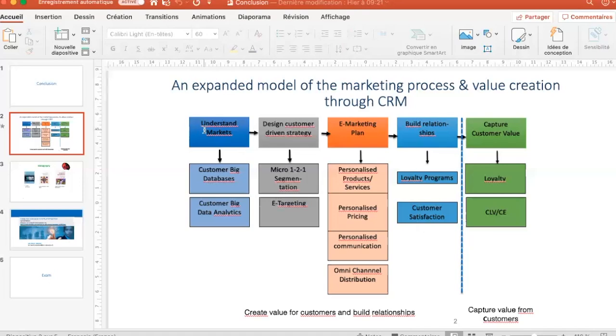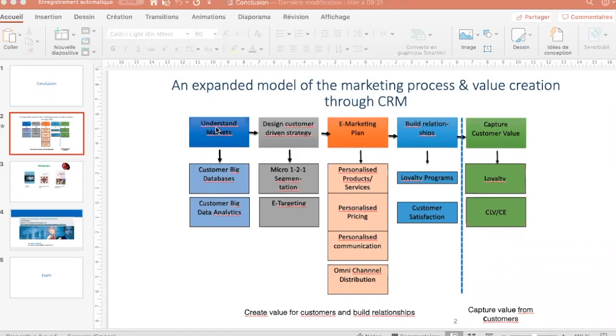So the first process to create value is to understand the markets and to design a customer-driven strategy. So this is what we also call strategical marketing or strategical customer relationship management or analytical customer relationship management. Remember in our lecture the difference between analytical and strategic CRM and functional CRM. The first two pillars, understand the markets and designing a customer-driven strategy, are thus analytic and strategic elements of CRM. Whereas the e-marketing plan, the personalization, and the decision how to automatize another relationship and which relationship should be built is a matter of functional CRM.